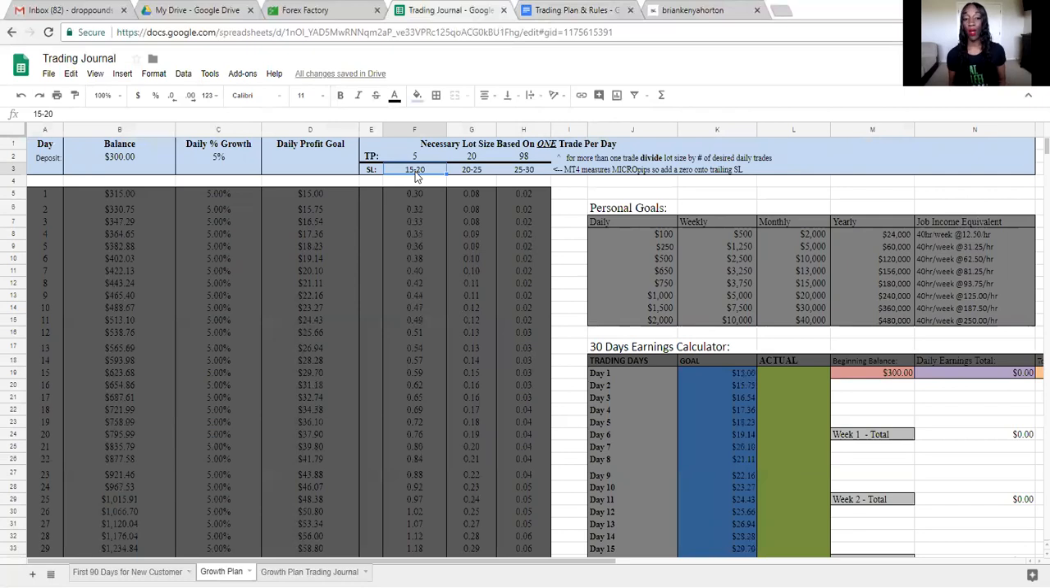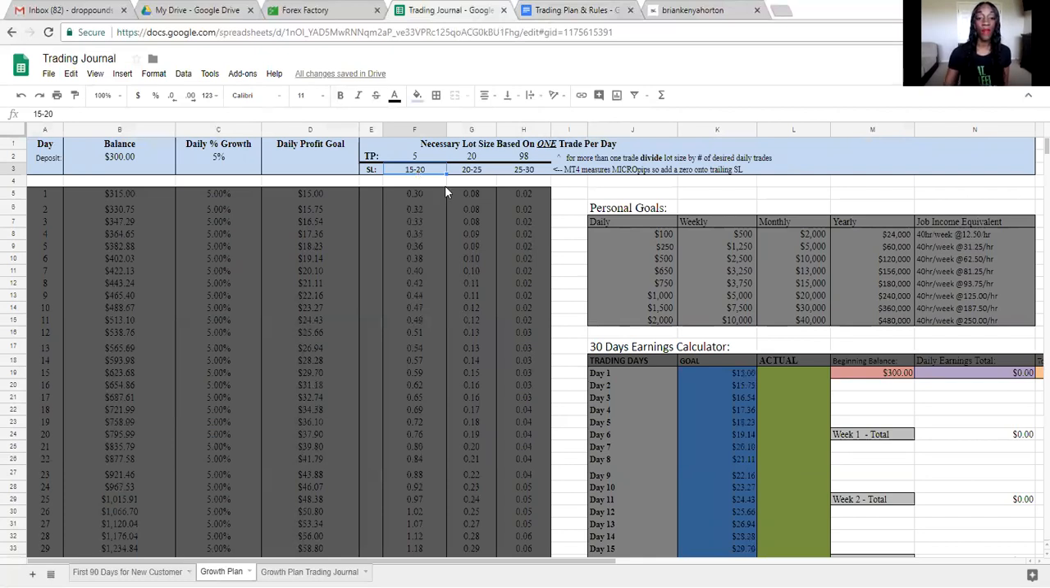I do about a 20 pip stop loss, 15. When I did 15 pip stop losses, my stop loss was hitting all the time. So I do about 20. I find that for my strategy, that's enough room for me for the trade to do what it needs to do and hit take profit. My trades hit take profit very fast.